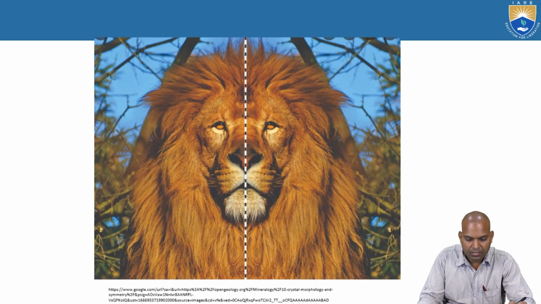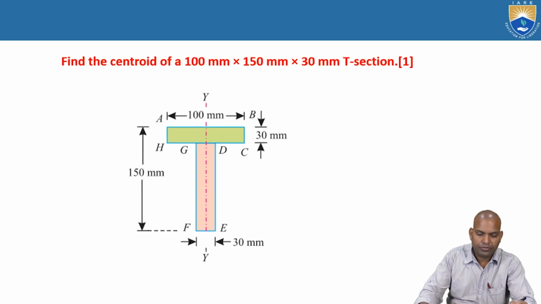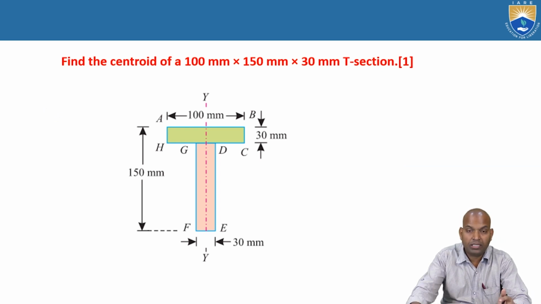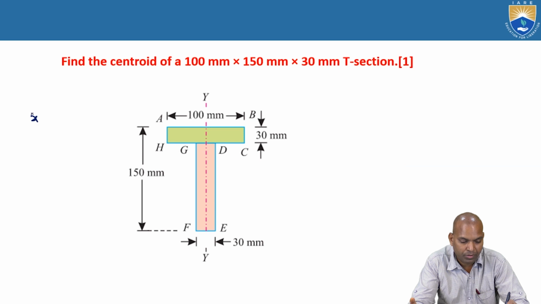So this is a line figure, and we have solved some problems also. Here, find the centroid of a T section. The T section is symmetrical about axis y, and unsymmetrical about the horizontal axis x. To find the centroid, we have to know whether the plane figure is symmetrical about any axis or not. In this case, the T section is symmetrical about axis y, so x bar equals 0.